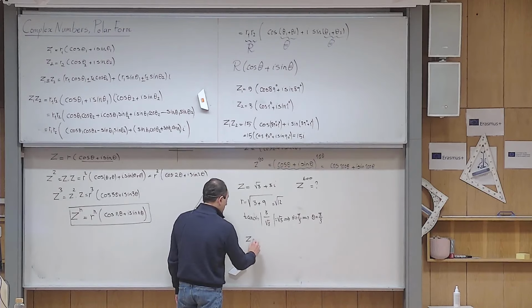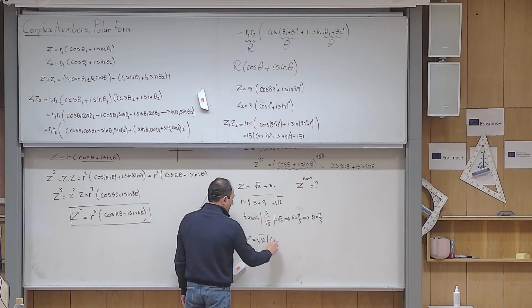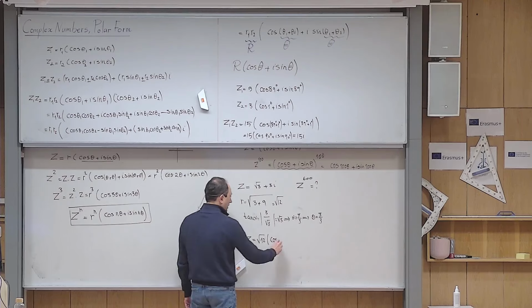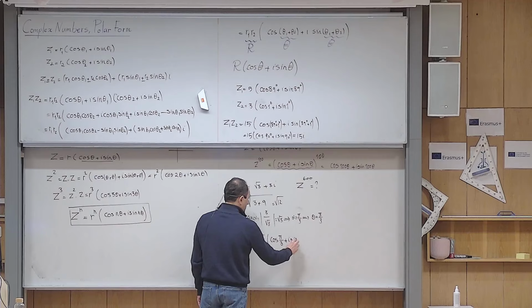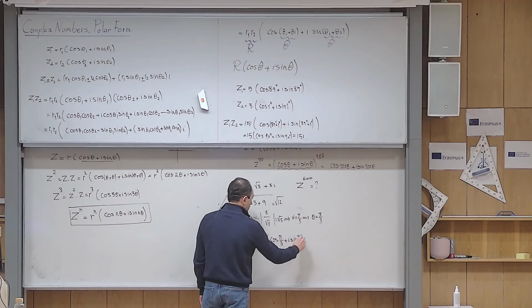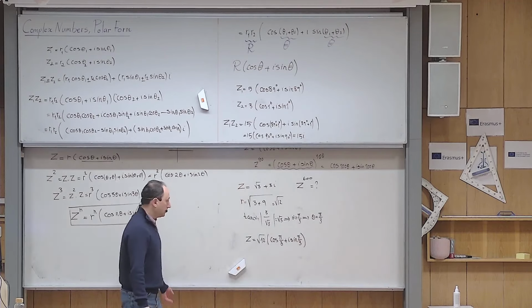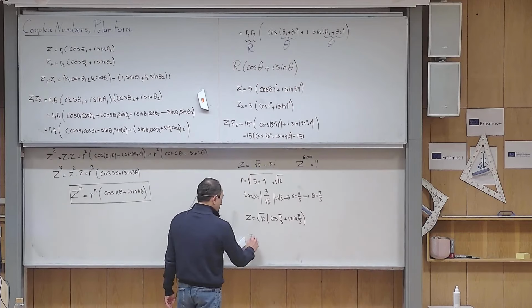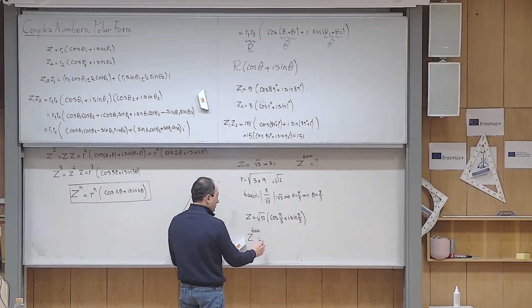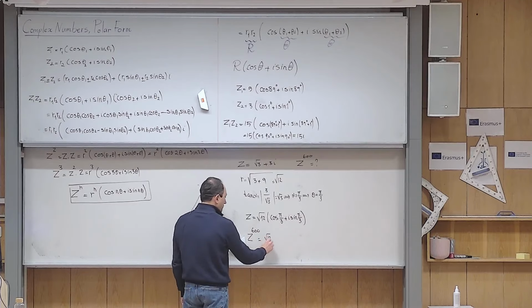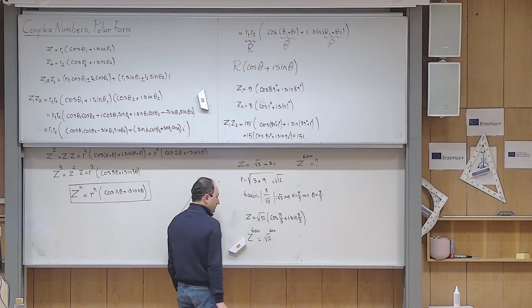Z is equal to the absolute value, cosine of which angle? Pi over 3 plus i sine pi over 3. Agree? And now I want to raise it to the power 600. What can I do? According to the rule, I have to take my absolute value and raise it to the power 600.